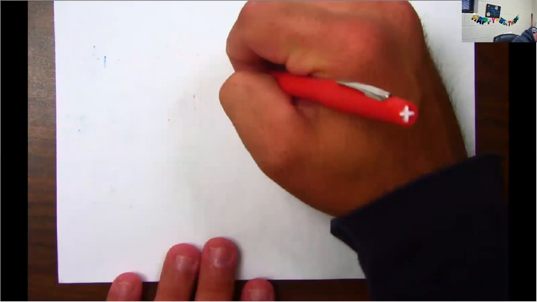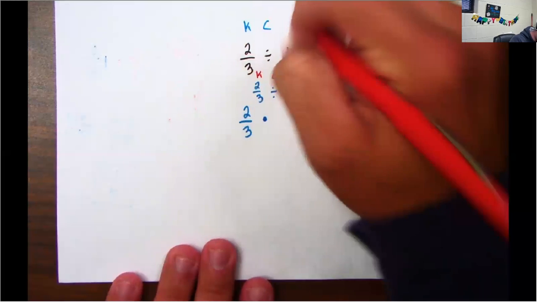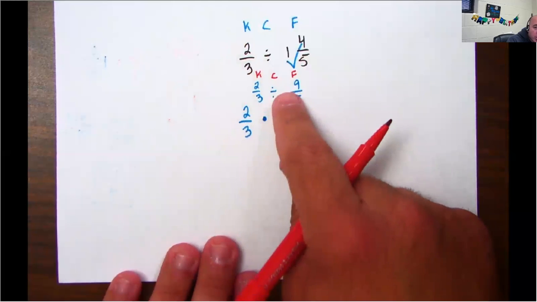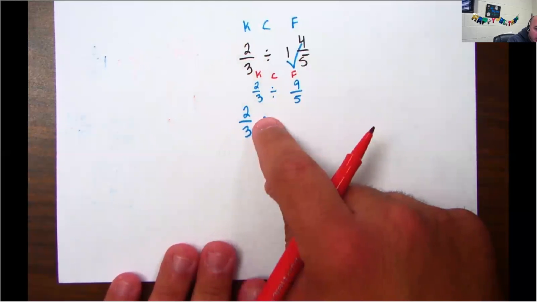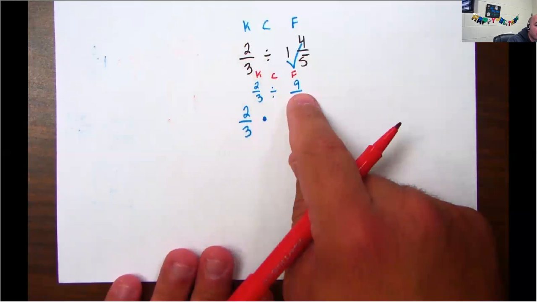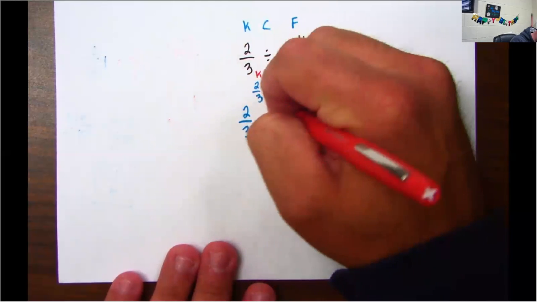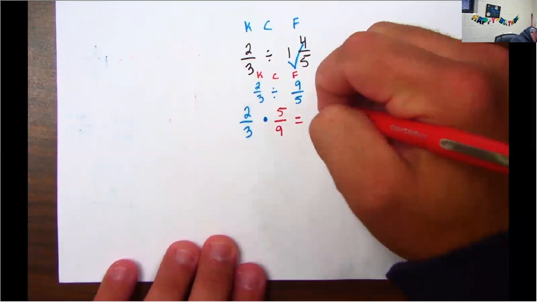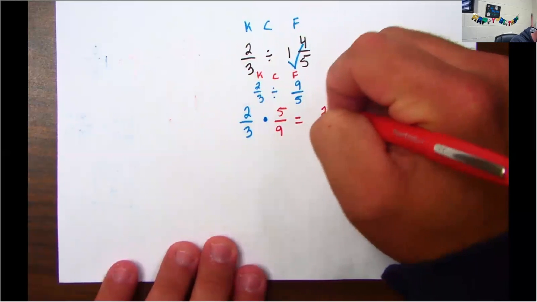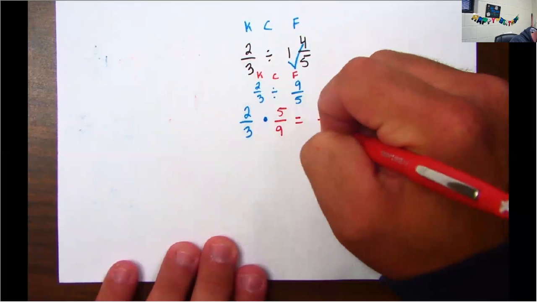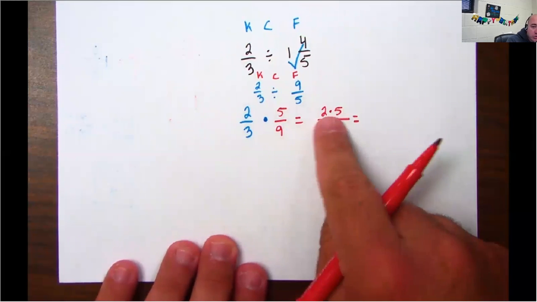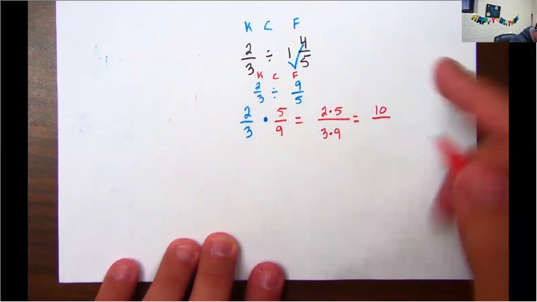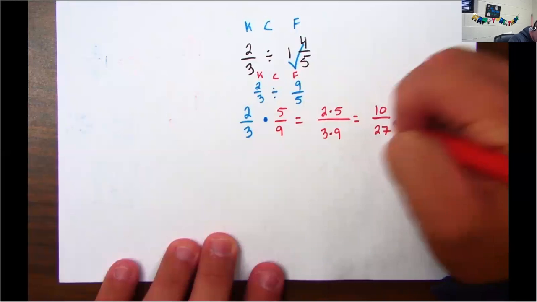Again, keep it, change it, flip it. We kept the 2/3 already. We changed from division to multiplication. Now flip the fraction. Now straight up multiply. We got 2 times 5 over 3 times 9. Well, guys, 2 times 5 is 10. 3 times 9 is 27.